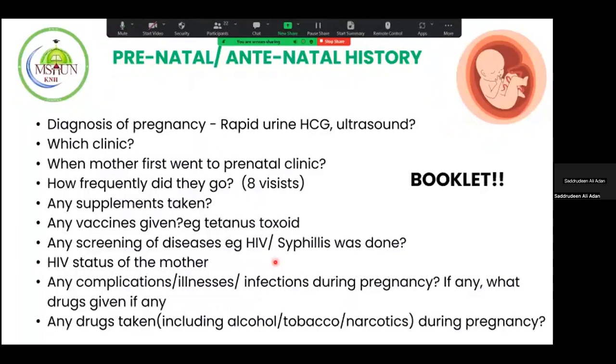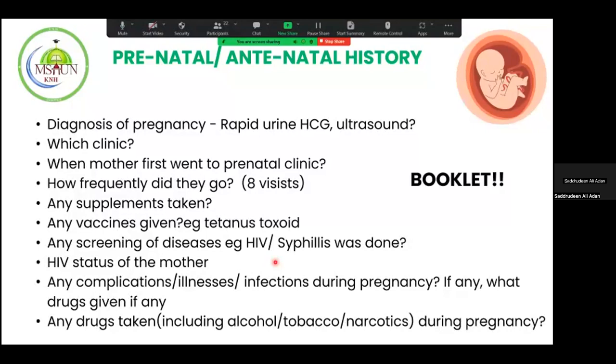So for the prenatal or antenatal history, it's basically everything from the baby's conception until the mother gives birth to the baby. So until when birth comes, that's when we stop there. And it's everything when the baby is still in the mother's womb. So first of all, what do we do with the diagnosis?